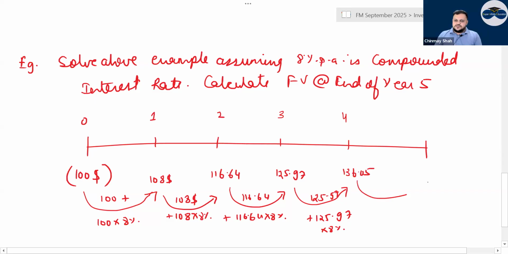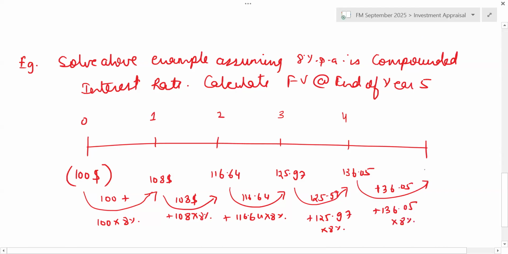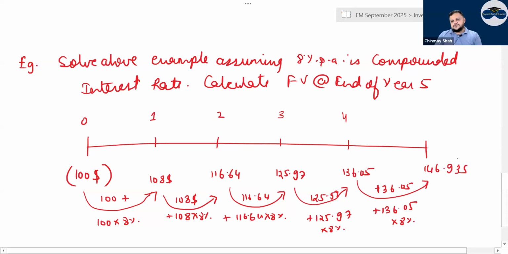And then last but not the least, the fifth year: 136.05 plus 136.05 into 8%. How much is that? 146.93. Everybody getting this answer? Tell me, any problem with this?